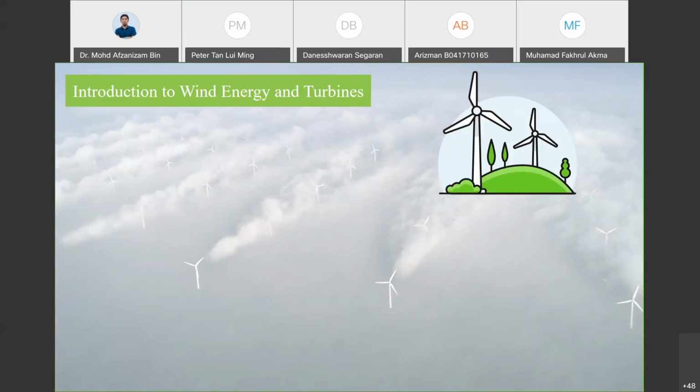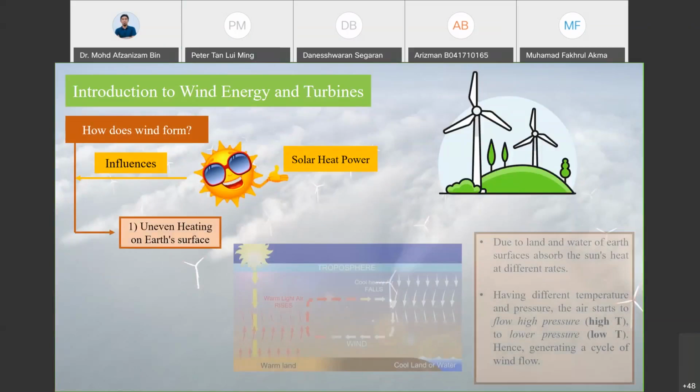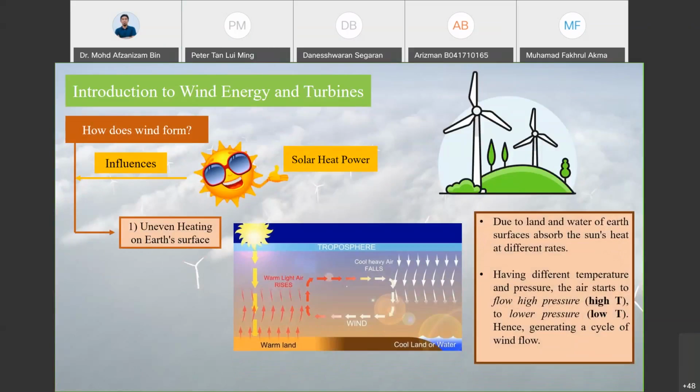So, introduction to wind energy and turbine. Where does the wind come from? Mainly it's from solar heat. First, it is due to the uneven heating of Earth's surface. On Earth's surface, there's soil and there's water. These materials absorb the sun's heat at different rates. Having different rates of heat absorption, there's a temperature difference, and the temperature difference also causes a pressure difference, therefore generating a cycle of air current.